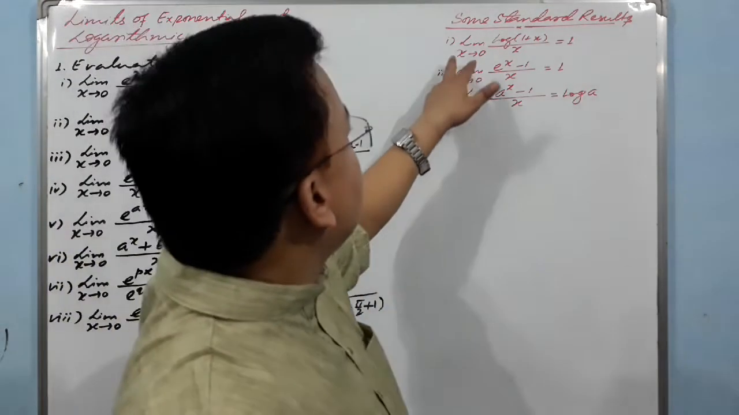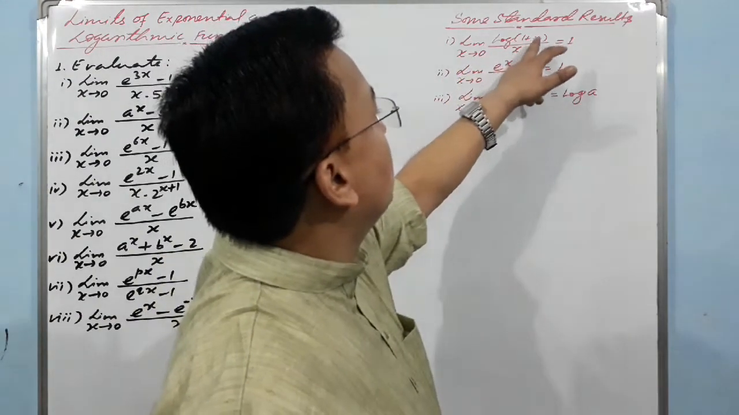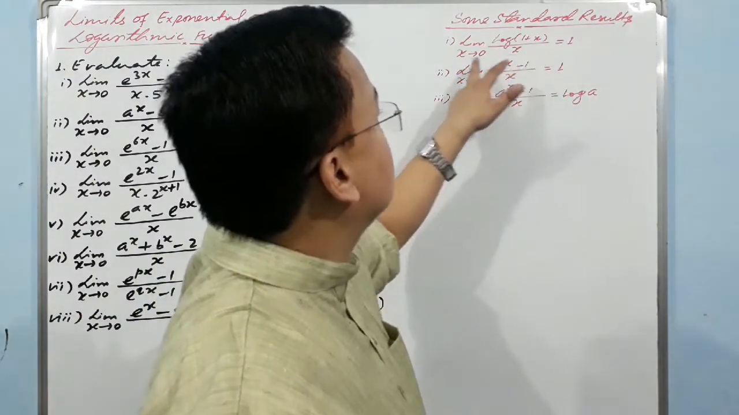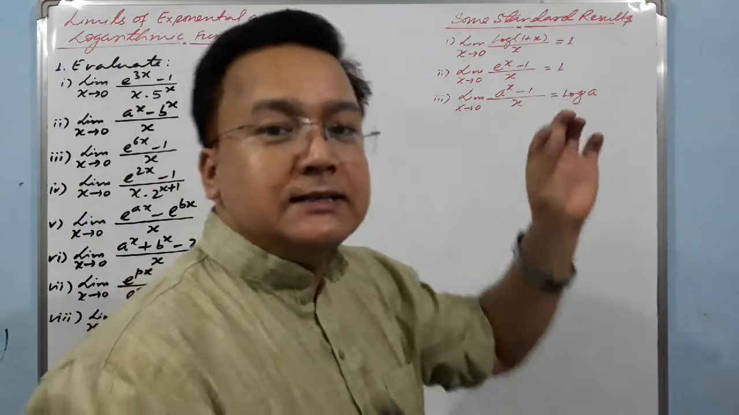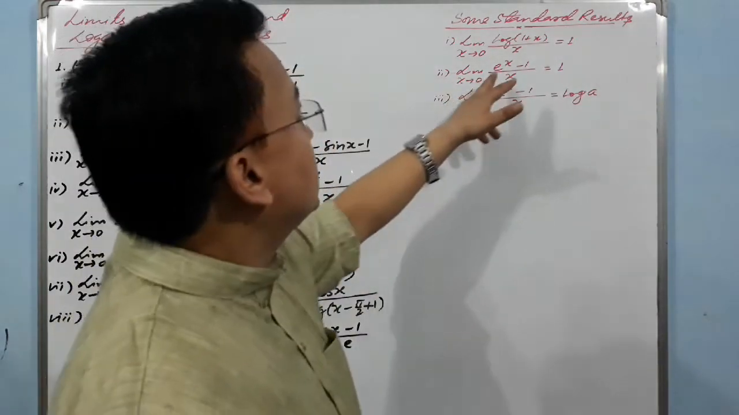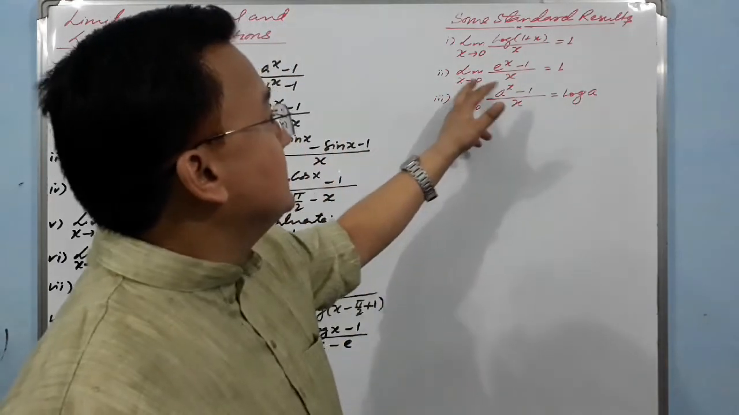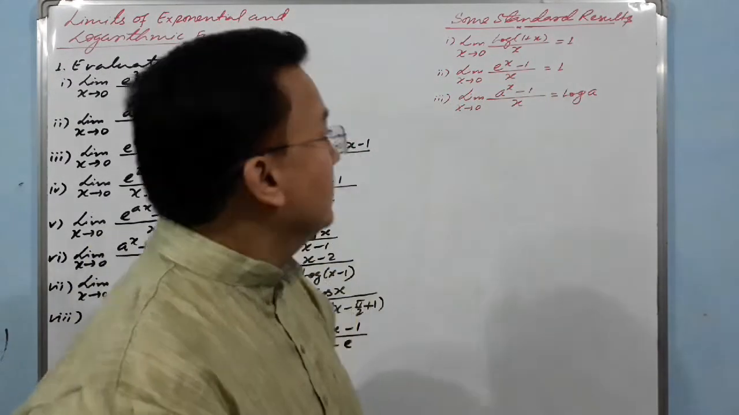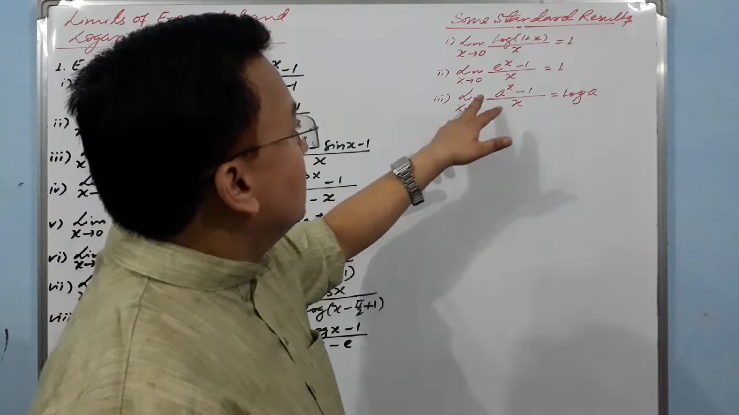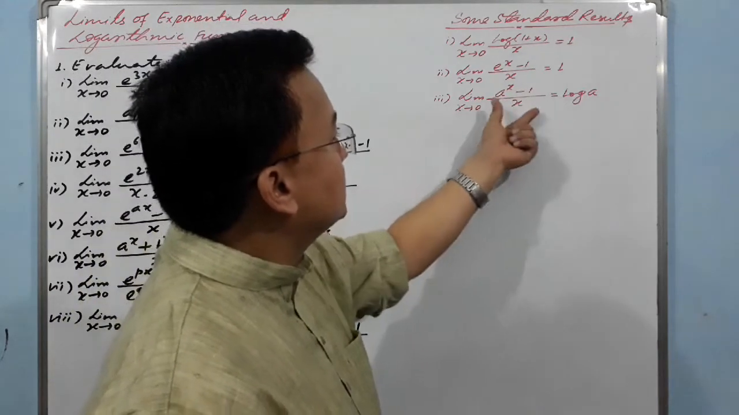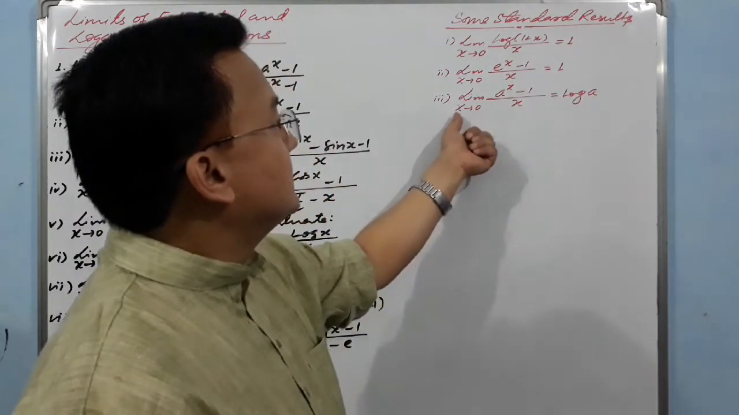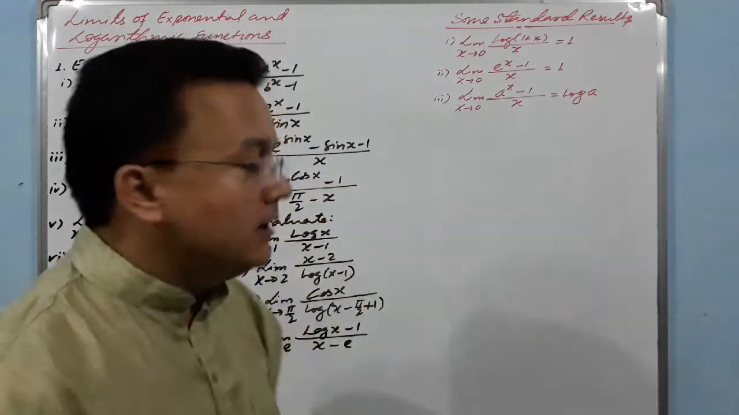Okay, so the first standard result: limit of log of (1 plus x) whole upon x as x tends to 0 is equal to 1. Limit of e raised to power x minus 1 whole over x as x tends to 0 is equal to 1, and limit of a raised to power x minus 1 whole upon x as x tends to 0 is equal to log a.